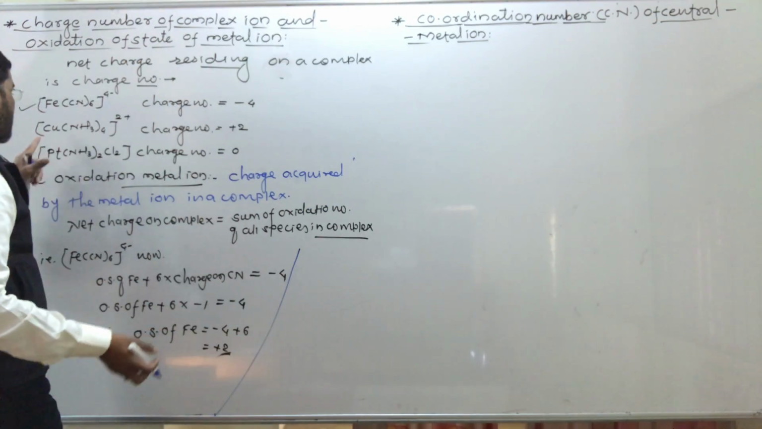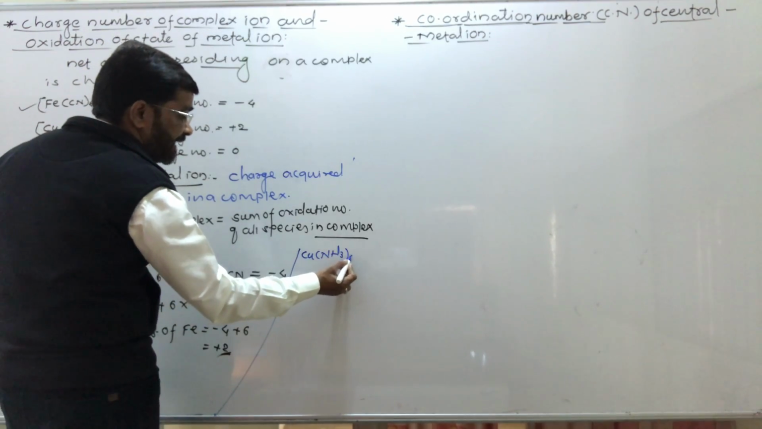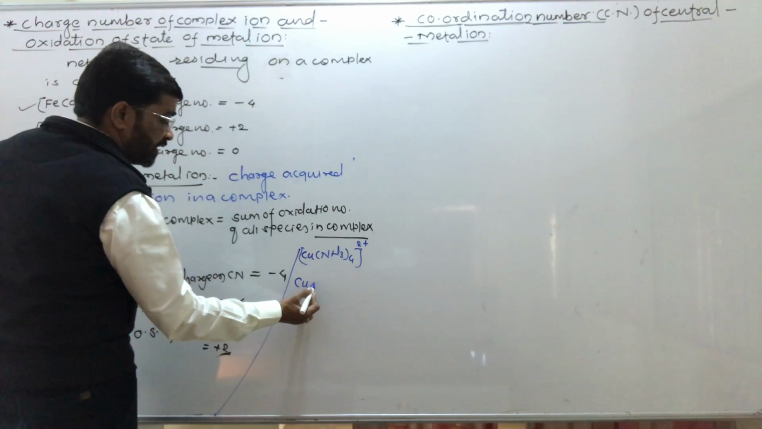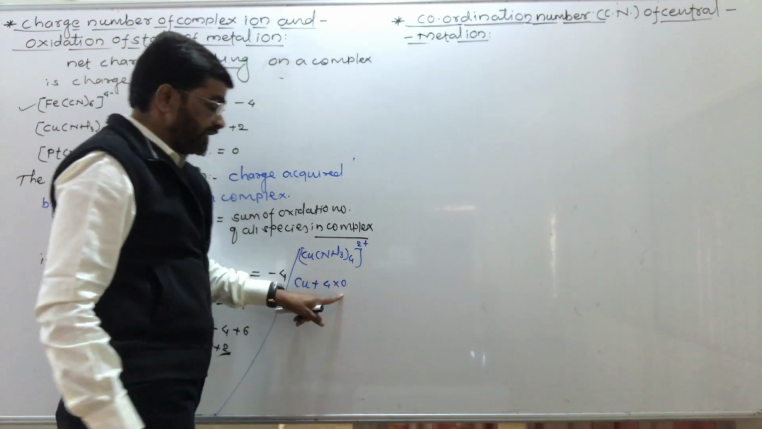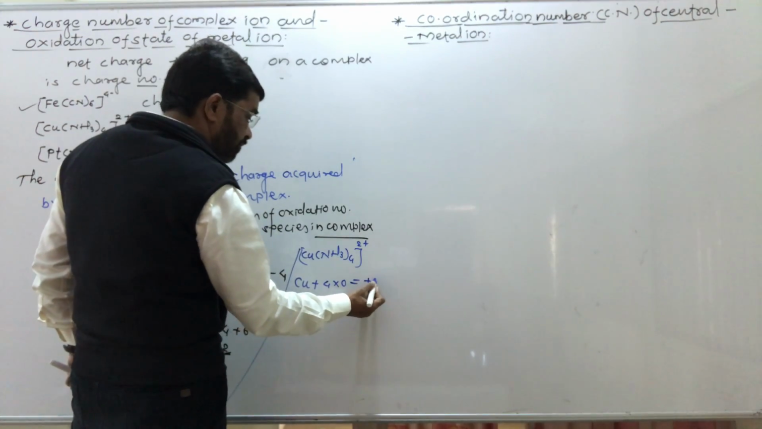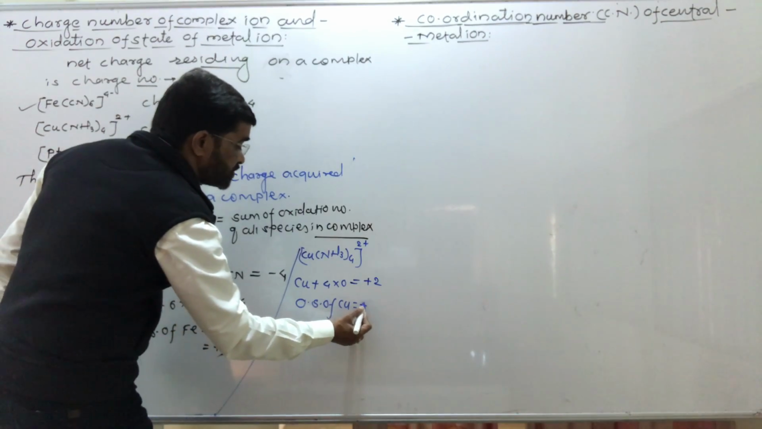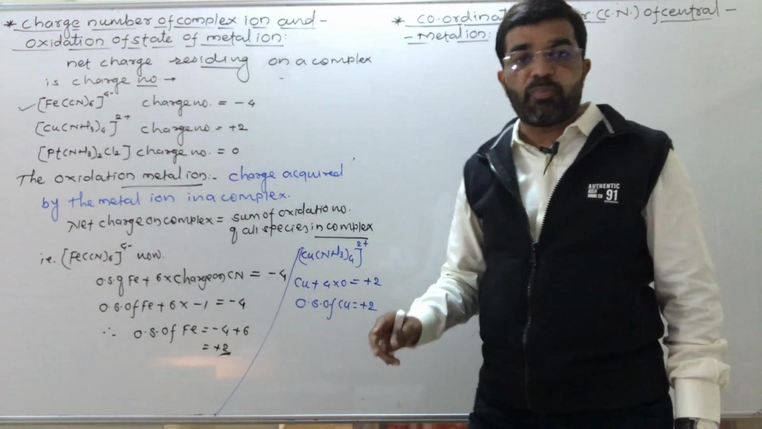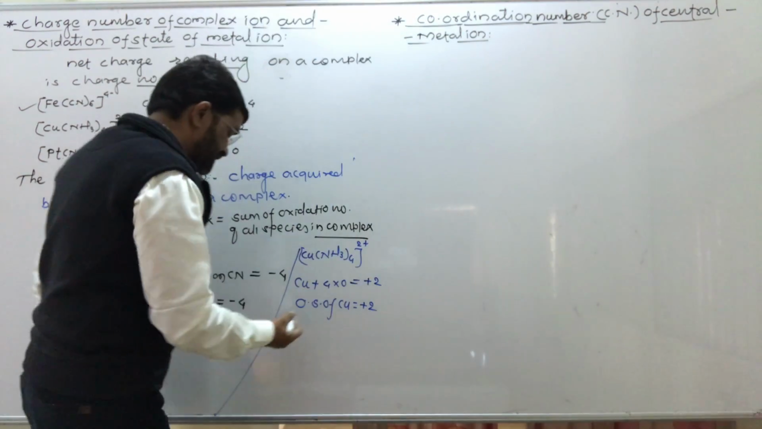Now you see second example, that is [Cu(NH3)4] having +2 charge. Here oxidation state of copper plus 4 into charge on ammonia is 0, because ammonia molecule is neutral, which is equal to +2, and therefore oxidation state of copper is equal to +2. Oxidation number of copper is +2.